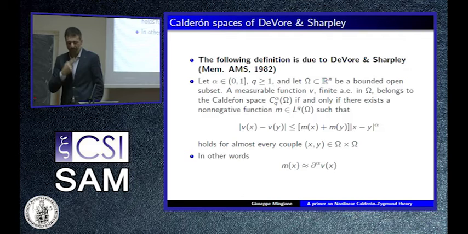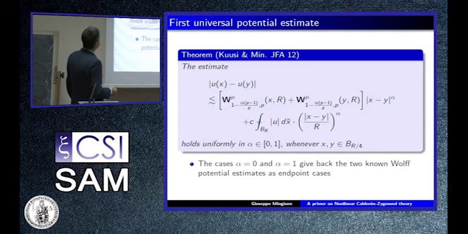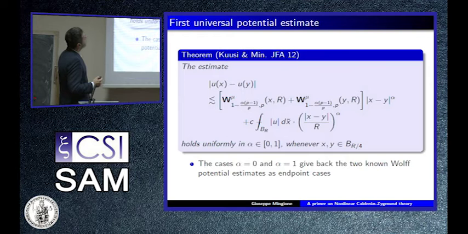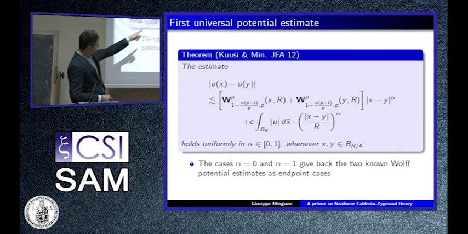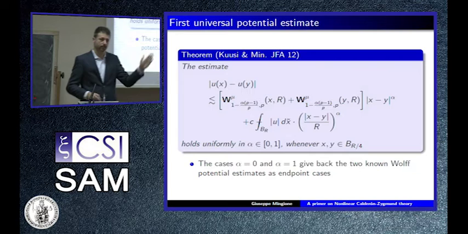Okay, a few samples of universal potential estimates. This is the first universal potential estimate. Look here. You get ux minus uy, then you get this guy. Just forget about this integral here. You can forget about it because this is the usual.